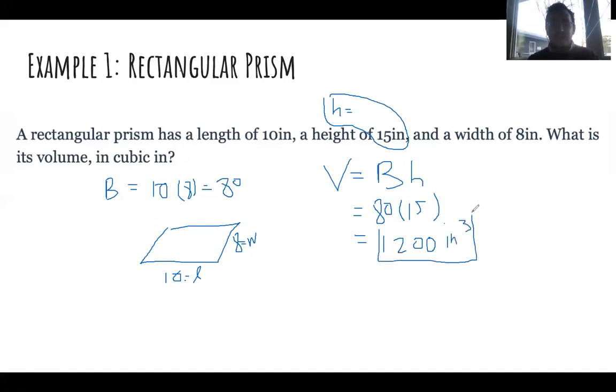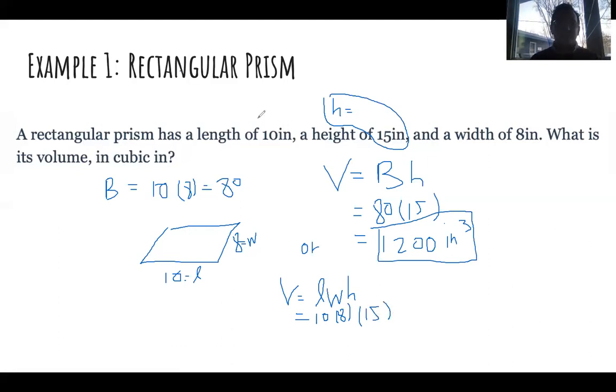Now, on the SAT, if you were to use the formula they give you with the length, the width, and the height, you could just substitute in length, width, and height. So you've got the 10, the 8, and the 15. You could almost read it right off from the diagram. So I even like to label what's provided in the problem.